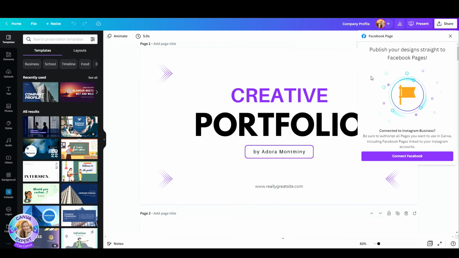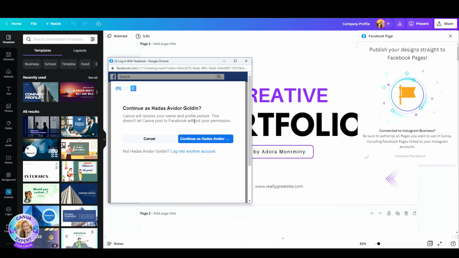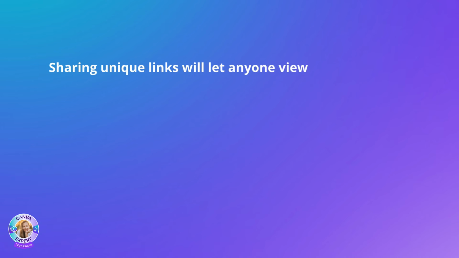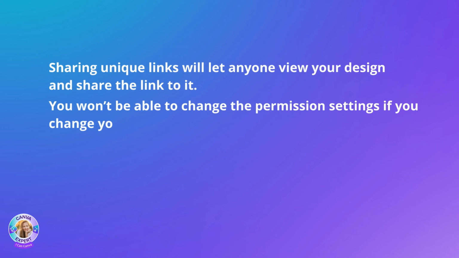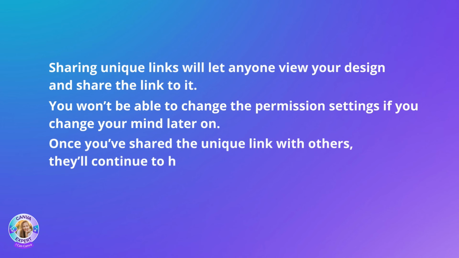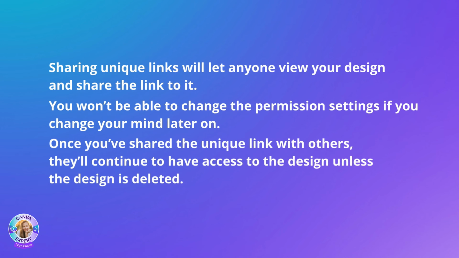To connect a link to your social media, just give Canva the permission needed and you can share it straight from here. Sharing unique links will let anyone view your design and share the link to it. You won't be able to change the permission settings if you change your mind later on. Once you've shared the unique link with others, they'll continue to have access to the design unless the design is deleted. So keep that in mind.